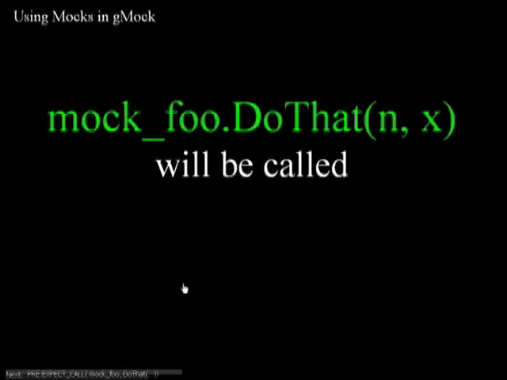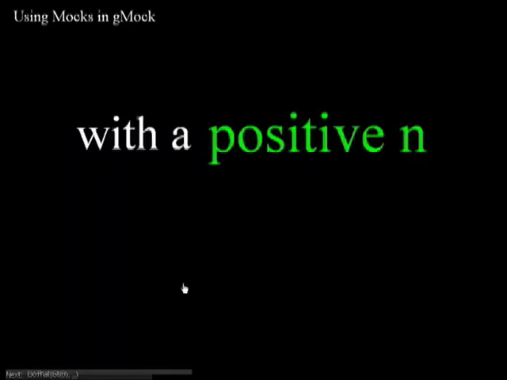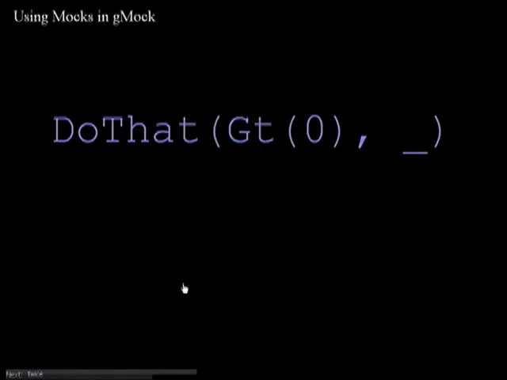The first part of the spec says this method will be called. That's fine. We write it in gMock. We say expect call this object and this method. Then we want to say that the first argument is positive, and we don't care about the second argument. In gMock, we just write do that with two things. The first thing is GT 0 for greater than 0. And the second thing is just an underscore, which means we don't care what actual value it is. It can be anything. It's a wild card.